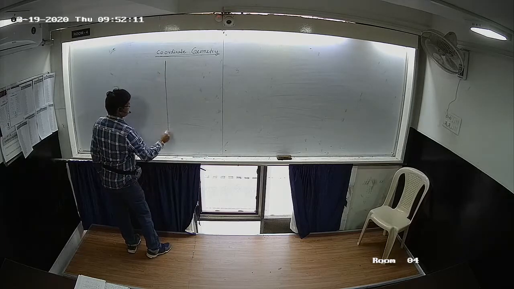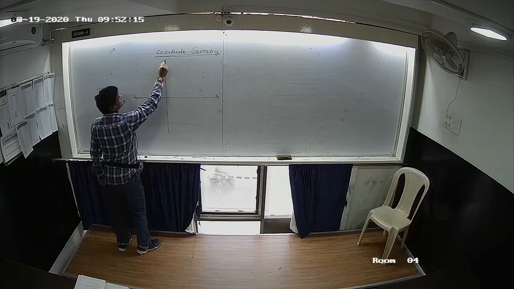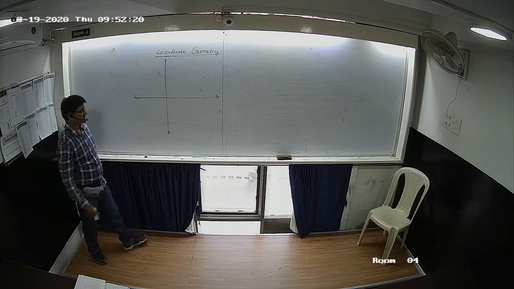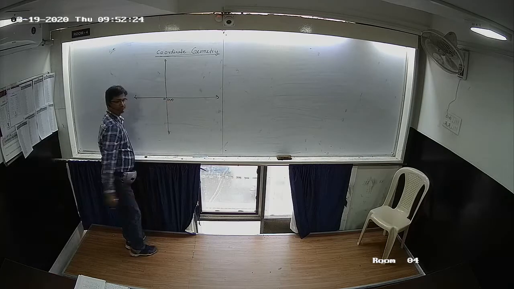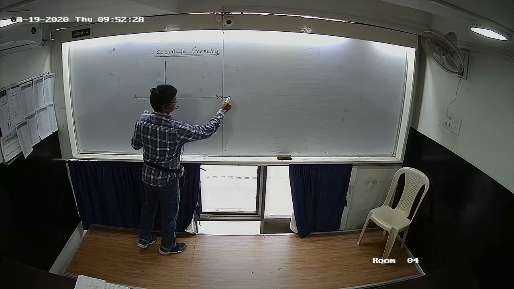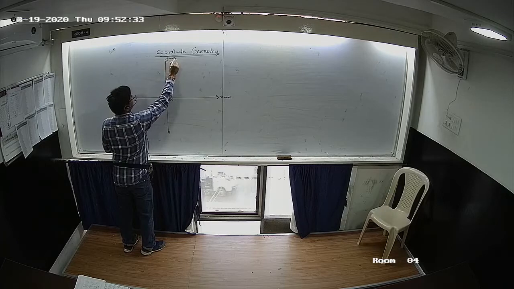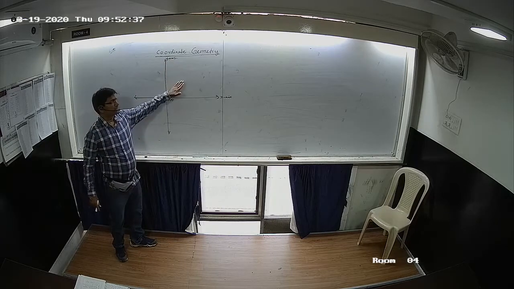In a coordinate axis, we know very well the two lines, one vertical and the other horizontal, intersecting each other at a point called the origin with coordinates (0, 0). The horizontal line is the x-axis and the vertical is the y-axis. So it divides the plane into 4 quadrants.